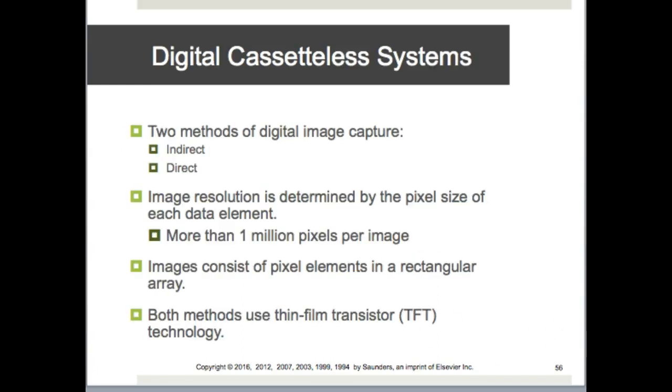So digital or cassetteless system. There are two methods for image capture, indirect and direct. The image resolution is determined by the pixel size of each data element. There are more than 1 million pixels per image. So images consist of pixel elements in a rectangular array. Both methods use thin film transistor technology. So it's the TFT. And like I said, we're going to go deep into this in your next class, but you just have to have an idea what this stuff is.